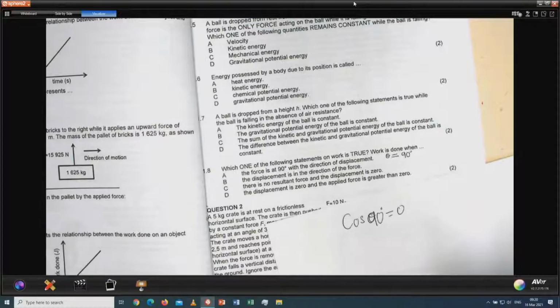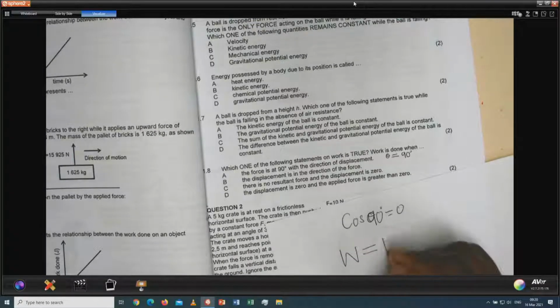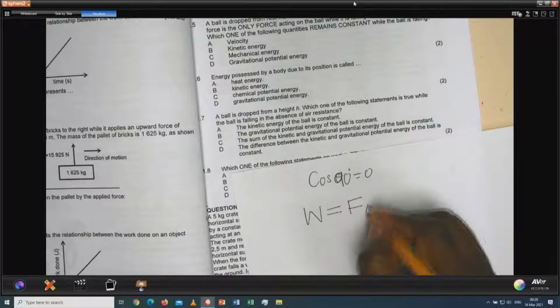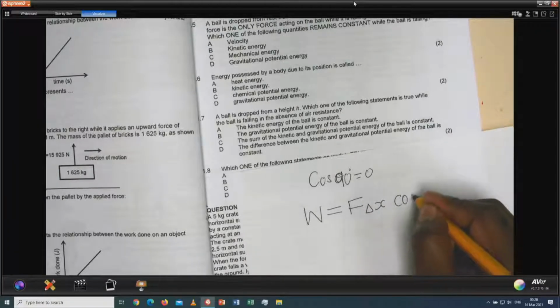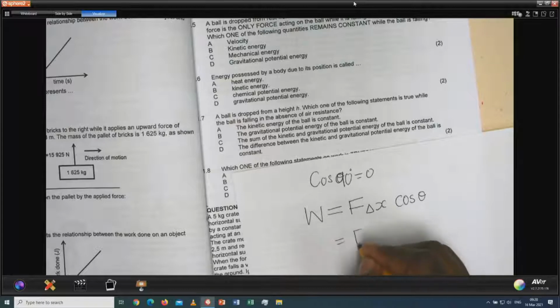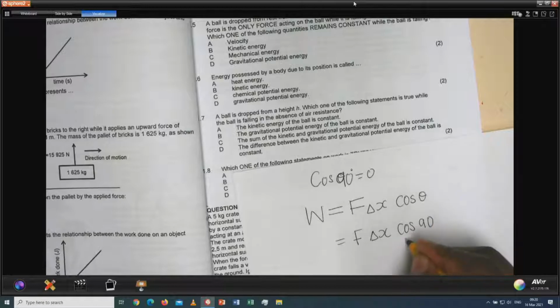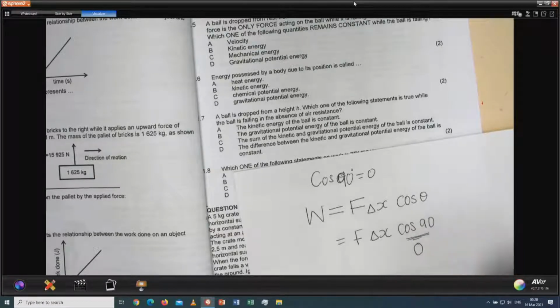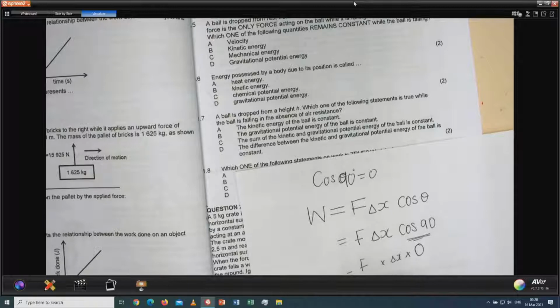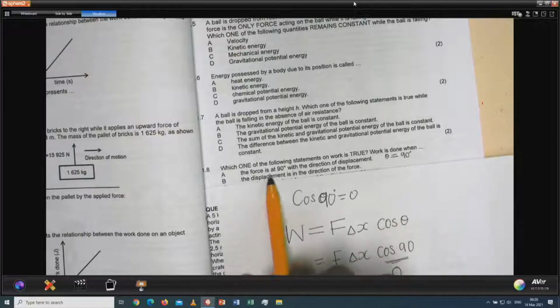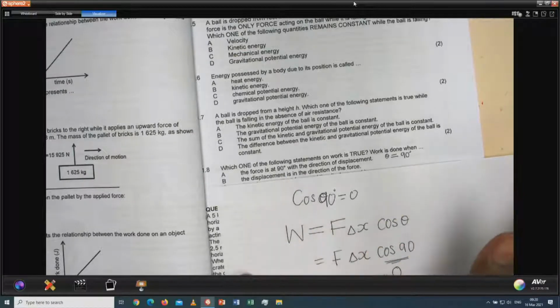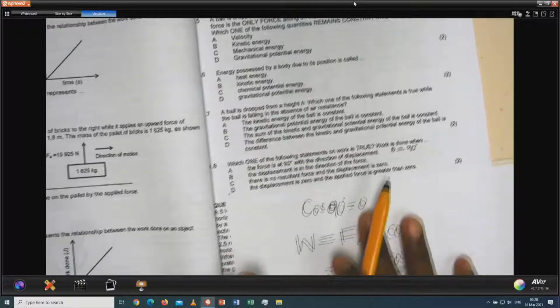So if we go back to our formula, F delta x cos theta, and we just take these as they are, then we say cos 90. This portion is going to give us 0. And anything multiplied by 0 gives us 0. So this means that if the force is at 90 degrees, then no work is done. Yeah? Then let's look at the second statement.